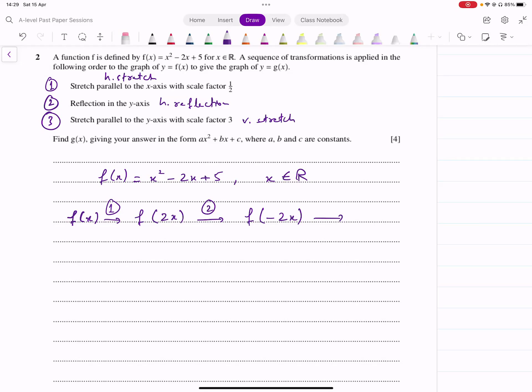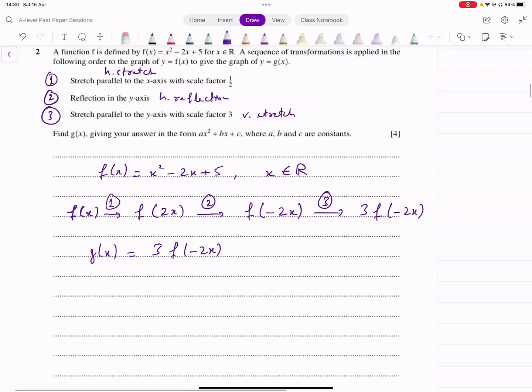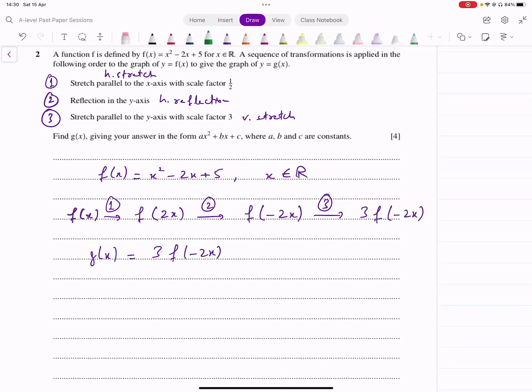This is vertical stretch. In a vertical stretch, you multiply outside the function. What do you multiply by? You multiply by 3. So you have 3 into f of minus 2x. This is what the final result should turn out to be after the third transformation. So you need this at the end: your function g of x is going to be 3 into f of minus 2x.